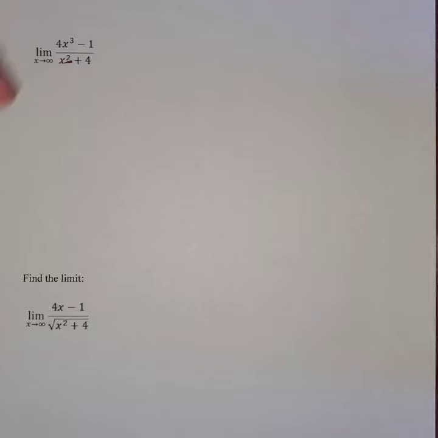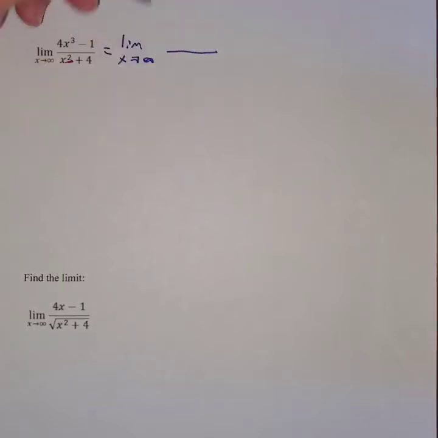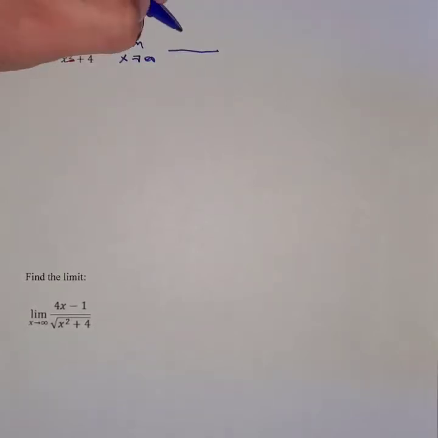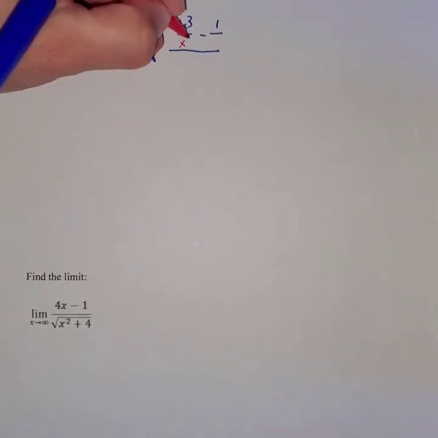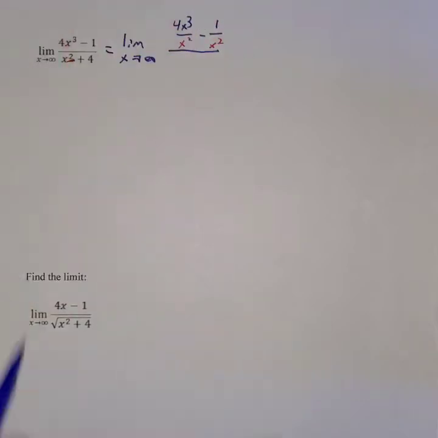So the highest degree of the denominator is the square. So on my problem, I will divide the numerator and denominator by the x squared. Then our denominator, x squared over x squared.